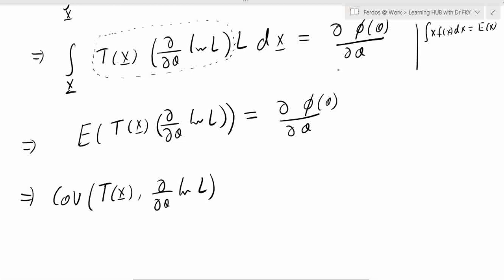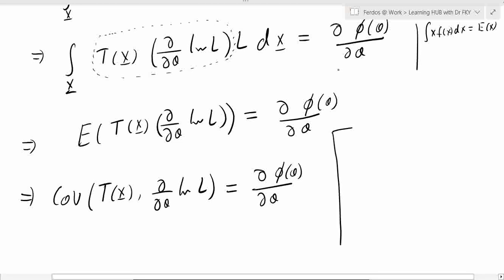This is equal to the covariance of this, which is equal to the partial derivative of this quantity with respect to this one. How can you say this? I need to explain. This is important.